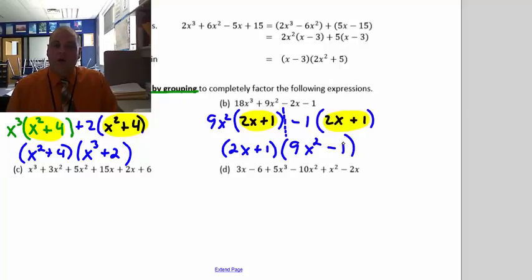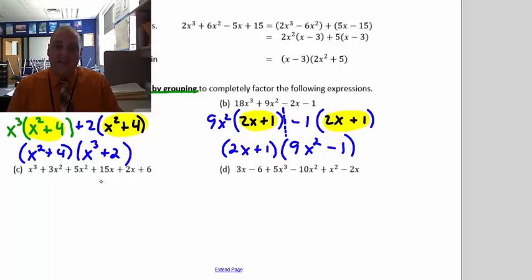Now it turns out we can actually factor 9x squared minus 1 more, but we're going to do that in tomorrow's lesson. So pretend you can't do any more. If you're thinking, wait a minute, 9x squared minus 1, that can be factored more, you're right. We're just not going to do it today. You'll see that in lesson number 9.